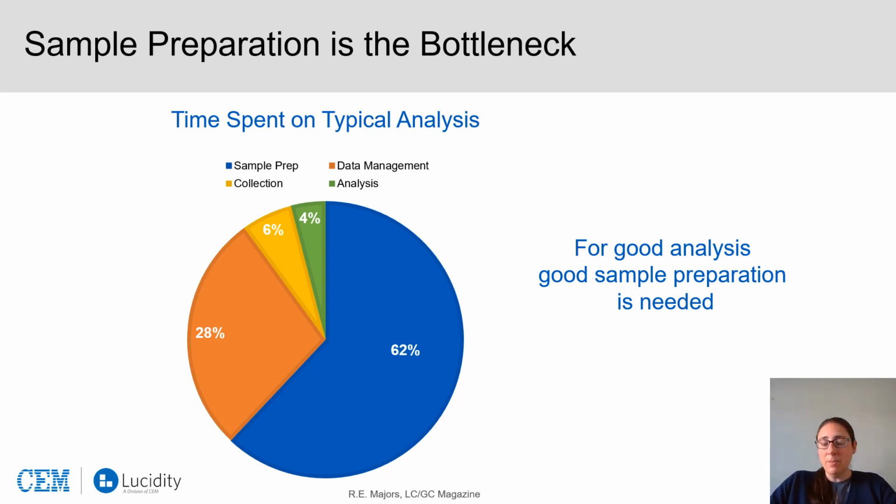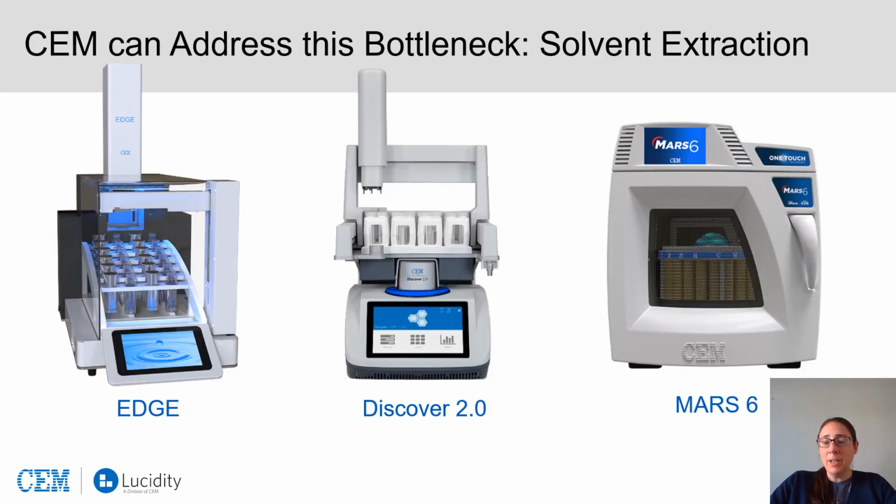I'm going to cover a little bit on sample preparation and how we can bring automation and really make that more efficient, reducing that 62% of our time, but also talk about how we can take that analysis and make it simple. So, covering the CEM options for solvent extraction. Again, that pie graph was sample preparation altogether. There are hundreds of techniques, so we're just going to narrow it down and specifically talk about solvent extraction.